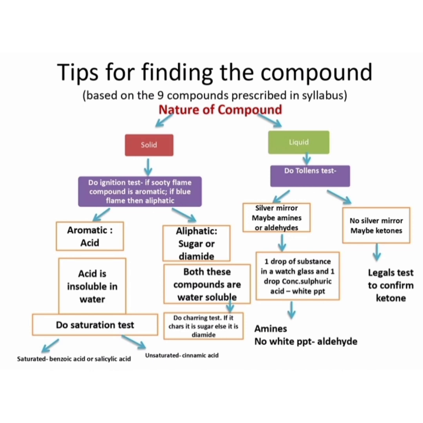If you are given an unknown compound and you see that it is a solid, take a pinch of the solid in a spatula, introduce it into the flame. If you get a sooty flame, it may be an aromatic acid, and do immediately test for solubility. It should be insoluble if it's an acid. Do the saturation test. If it is saturated, it should be benzoic acid or salicylic acid, or if it is unsaturated, it may be cinnamic acid.